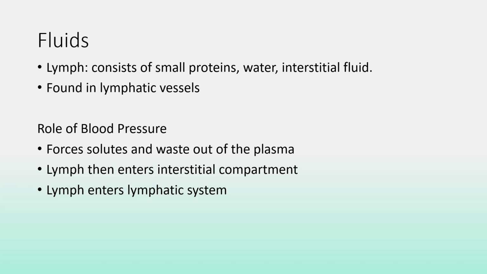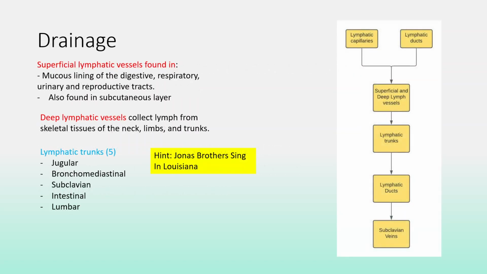Now, let's talk about the role of blood pressure. How does lymph really enter the lymphatic capillaries? Well, that's due to blood pressure, which forces the solutes and the wastes out of the plasma and into the interstitial compartment, and then it enters the lymphatic system. There are two types of lymphatic vessels that we need to identify first. The small lymphatic vessels are referred to as lymphatic capillaries, and the big vessels are referred to as lymphatic ducts. Both of them combine to form superficial lymphatic vessels and deep lymphatic vessels.